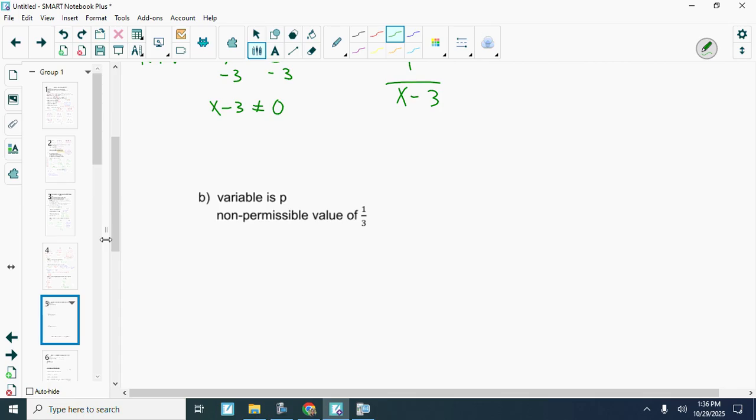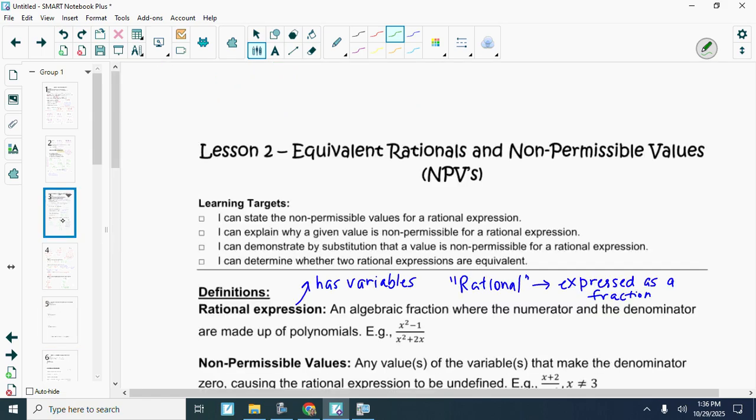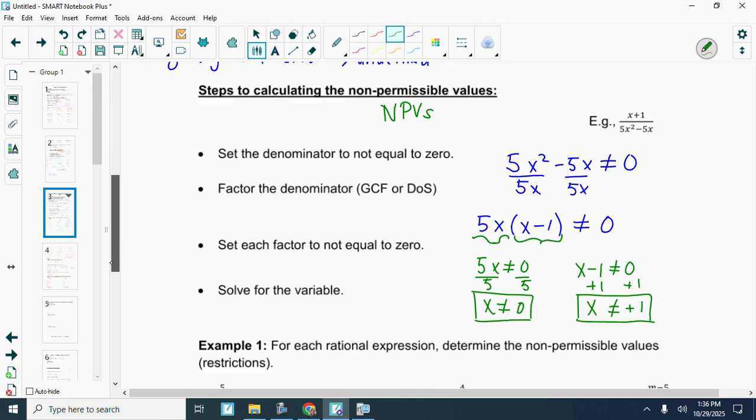You're good? Okay, so this one, now we're just changing the variable. We're just calling it p. Our non-permissible value is 1 over 3, so we're just going to write p cannot equal 1 over 3. Don't forget how to do this one, guys. I'm trying to think where we did this. I'm just going back through our notes for a quick sec.